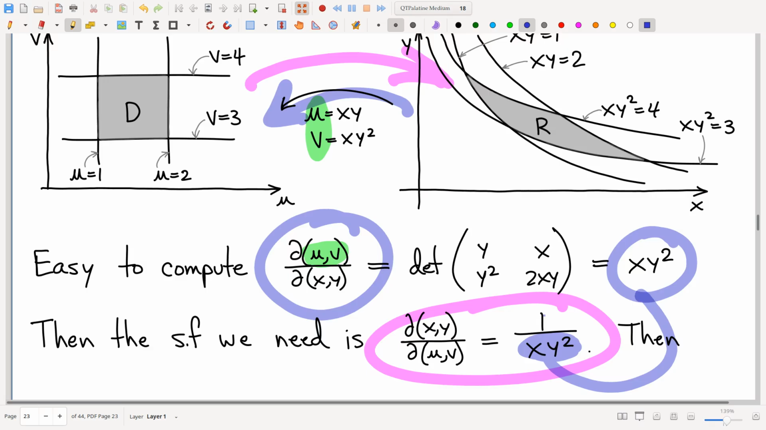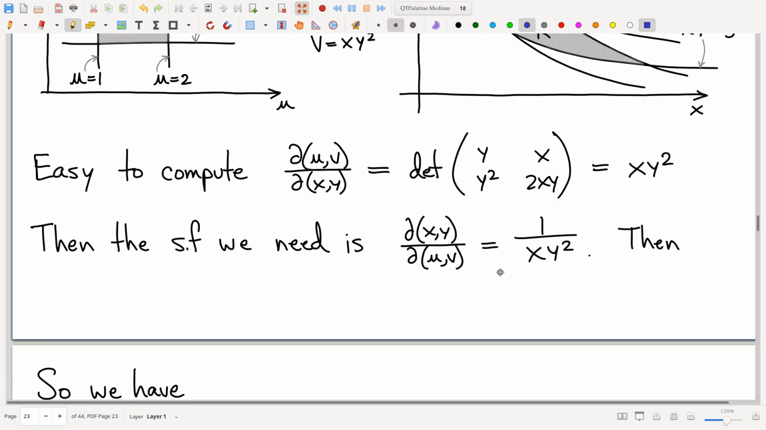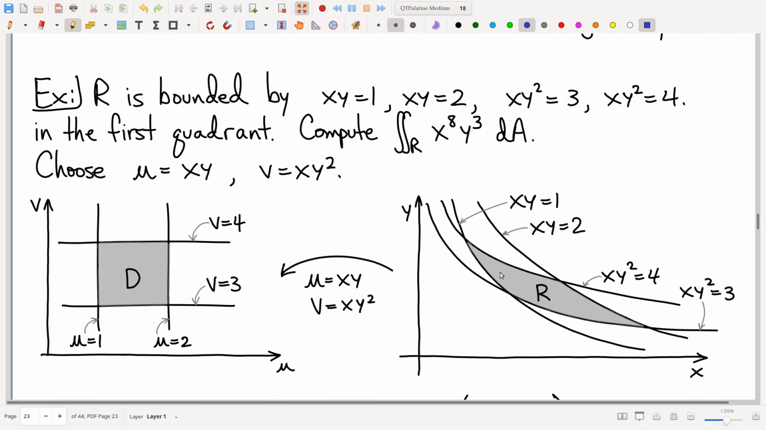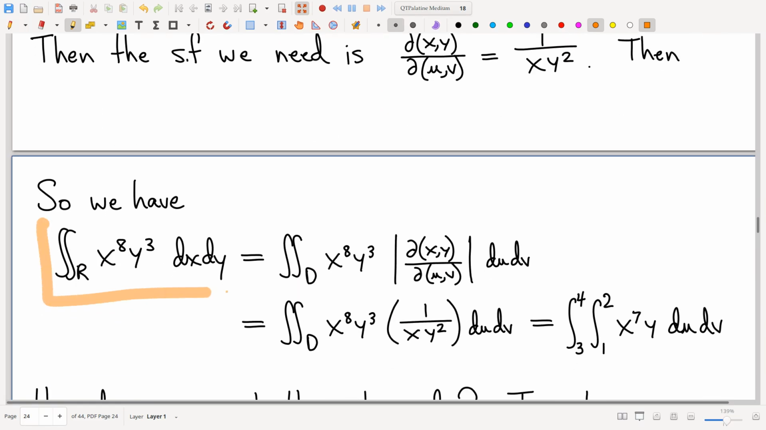All right. Now, we are going to proceed. There is one remaining bump in the road that we are going to have to deal with, but let me just kind of get the ball rolling here. Reminder on our original domain here. Our integral was this. We were looking for an integral of x to the 8th y cubed. That's what I want to compute.